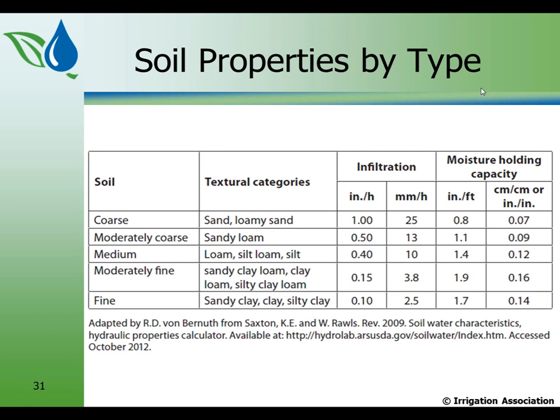Now here are soil properties by type. This one happens to be copied out of Principles of Irrigation in the IA publication. And you'll see that we have characterized them with coarse at an inch per hour infiltration rate down to fine with 1/10 of an inch per hour infiltration rate. And soil moisture holding capacities here, we generally talk in these fractions, where the moderately fine has the greatest moisture holding capacity.